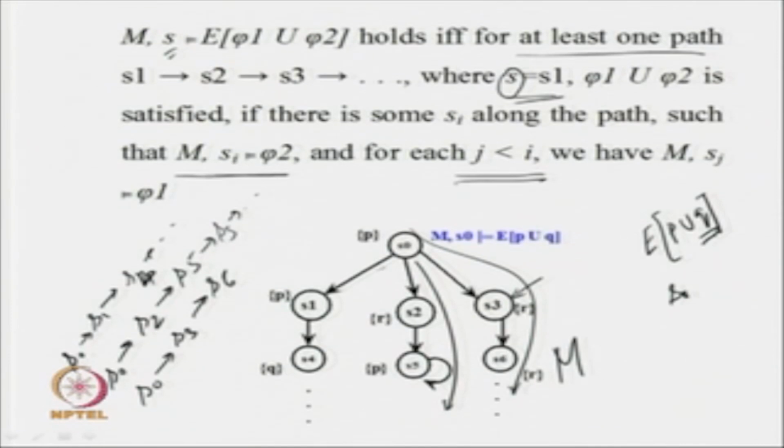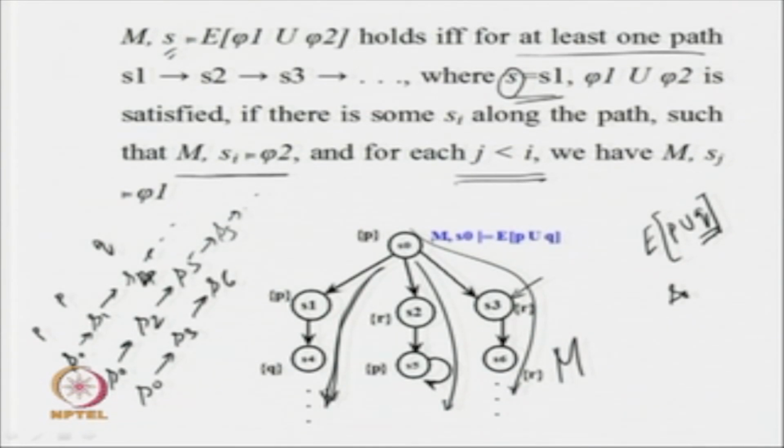If you look at this particular path, you will find that we are getting S 4 where Q is true and it has two preceding states S 0 and S 1. In these two preceding states P is true. So, that means we are getting this particular path where P until Q is true, but in the other two paths P until Q is not true. Here it is obvious that P until Q is not true, because we are not getting any state where Q is true.